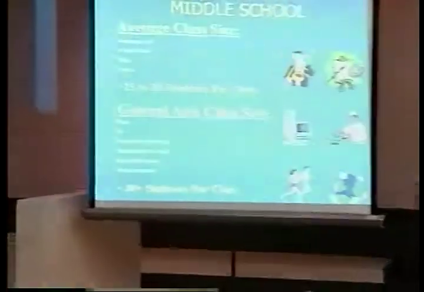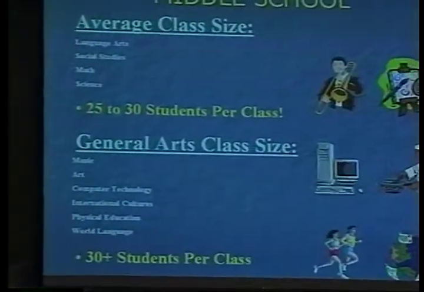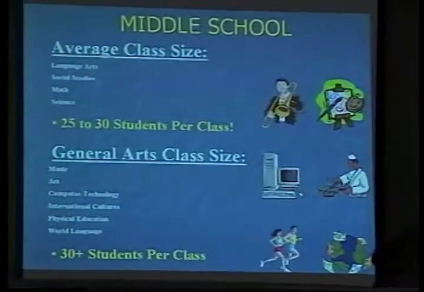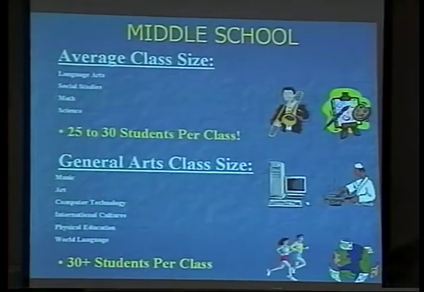Thank you, John. Dick. At the middle school, we have approximately an average of 25 to 30 students in our classes. Our average class size has gone up significantly in the last few years. If you take a look at the slide, the average class size that's reflected from 25 to 30 usually is in the four majors of language arts, social studies, math, and science. The general arts classes, their class size through the scheduling process could be at 30 or above.